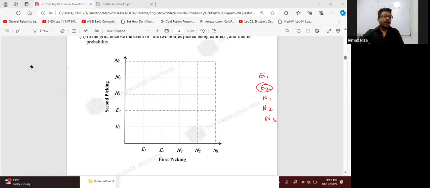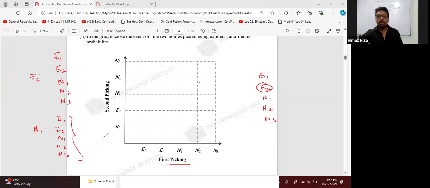Okay, I'll explain one last time. Here, let's say there are 5 bottles: E1, E2, N1, N2, N3. Let's say in the first picking I took E2, and then I replace it. If I replace it, then in the second picking I could pick E1 or E2 or N1 or N2 or N3, right? All these are possible. Or suppose in the first picking I take N1 and then replace it, again all these will be possible. E1 is possible, E2 possible, N1 possible, N2 possible, N3 possible. All these will be possible to pick, right?